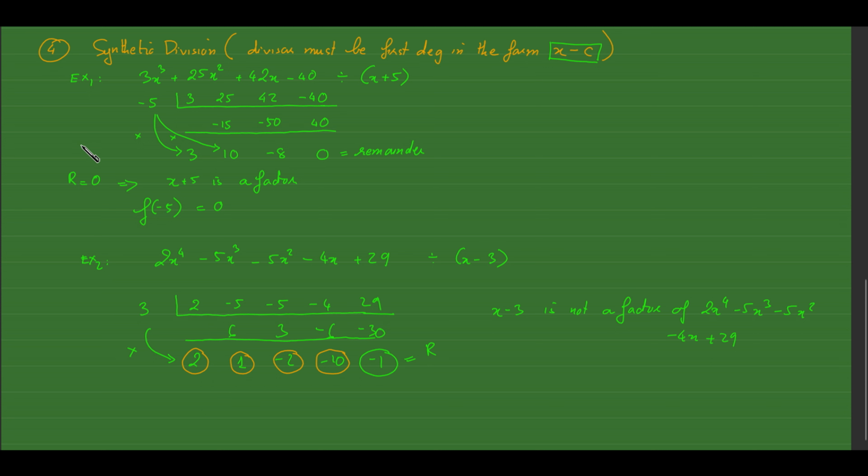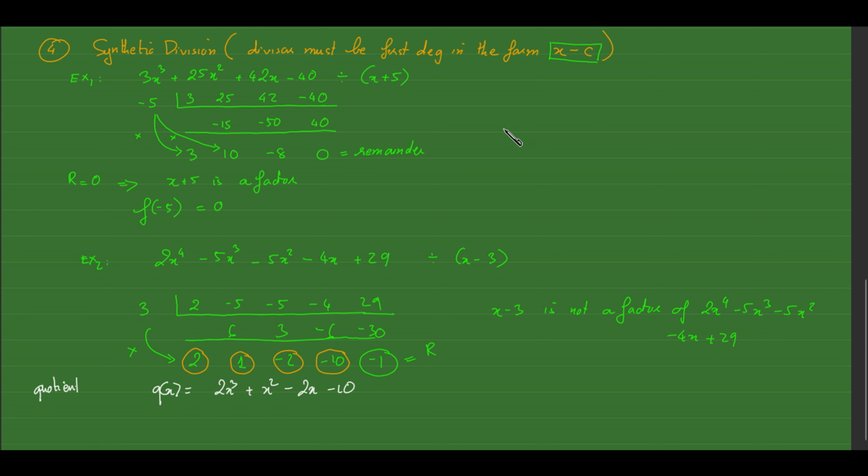Let me use a different color. So the quotient polynomial is q of x, right? The q of x over here is going to be the 3rd degree, because the 4th degree divided by the 1st degree is the 3rd degree, so you start with the 3rd degree. So you're going to have 2x to the 3rd plus x squared minus 2x minus 10. Here you go. That's the quotient polynomial.